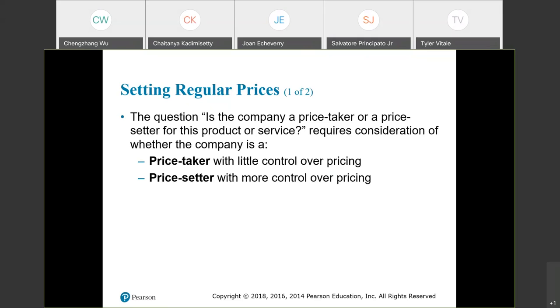So that's why you can see a lot of advertisements in the market to claim some uniqueness of their products. They claim the uniqueness of their products so that they can set a little bit higher price than the market price, which is the price that the customers are willing to pay. So in this case, they can make more profit, or in other words, somewhat they can be the price setter rather than the price taker.